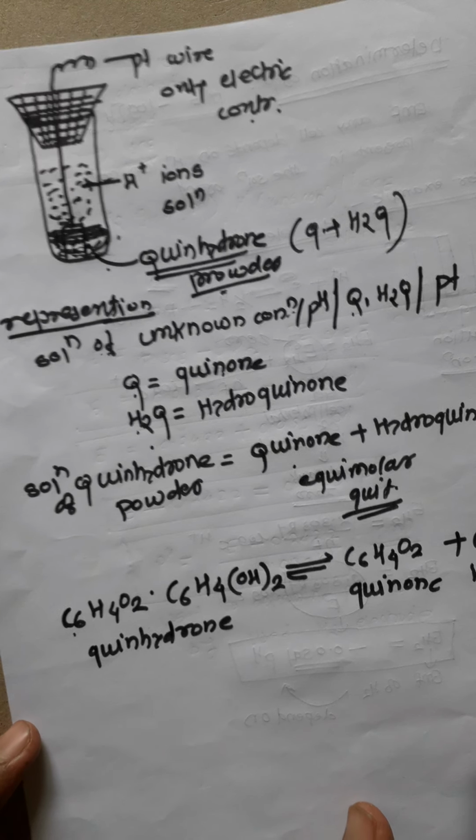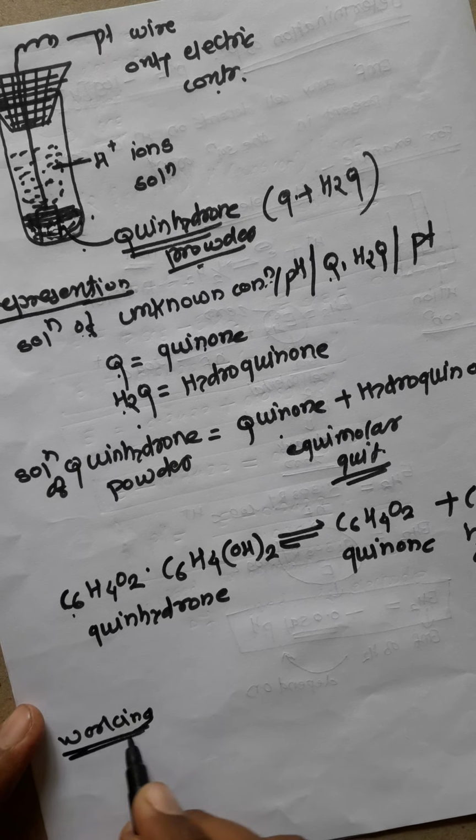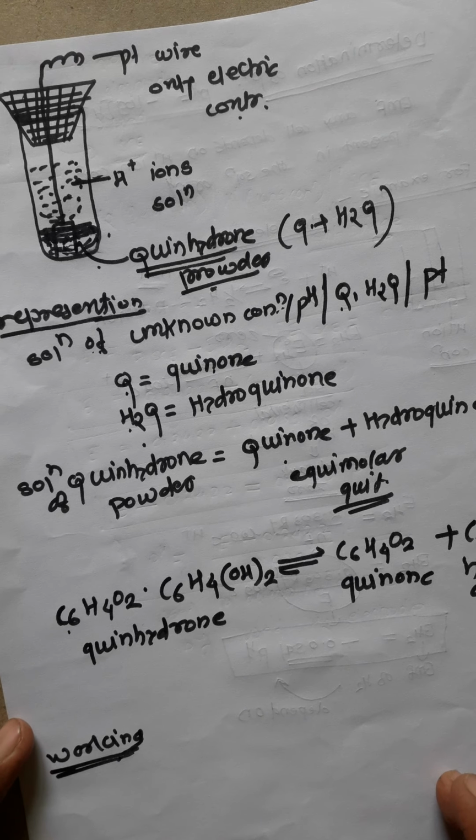This is the very simple construction and representation of the quinhydrone electrode. Then next is the working. The next point is the working of the quinhydrone electrode.